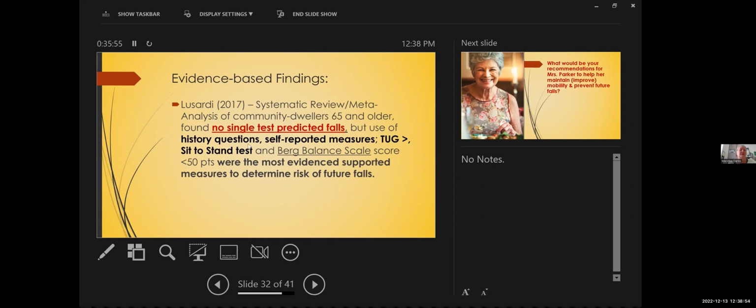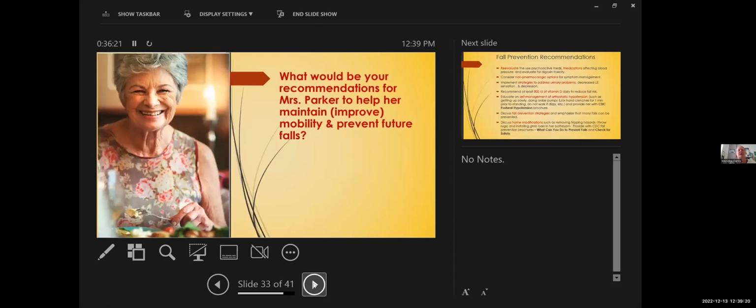But if you use history questions like we did, use a self-reporting measure that we took from the CDC study program, do the TUG and the sit to stand test. There's also another test called the Berg that's a little longer to do, so I didn't include it. They supported that using more than one test was much more effective in looking at risk of falling. So now we've truly identified that Mrs. Parker is at a risk of falling. She clicked all the boxes and put red flags up for us.